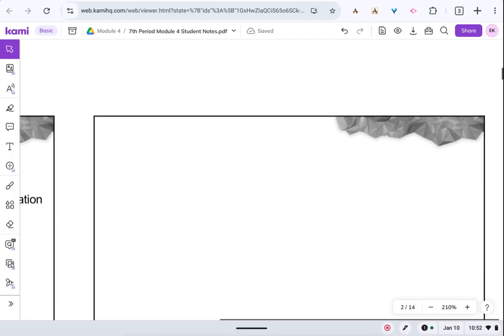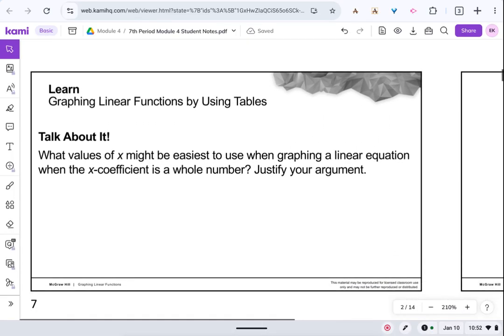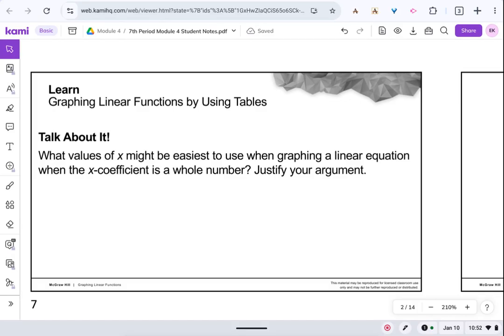So this next question is about what values we are going to use in our table. With our table, we're going to be making an XY table with some stuff in between. My question is, what values of x might be easiest to use when graphing a linear equation when the x coefficient is a whole number? Now, this word coefficient means the number in front of x. So when the number in front of x in my equation is a whole number, what are some good numbers we would choose?